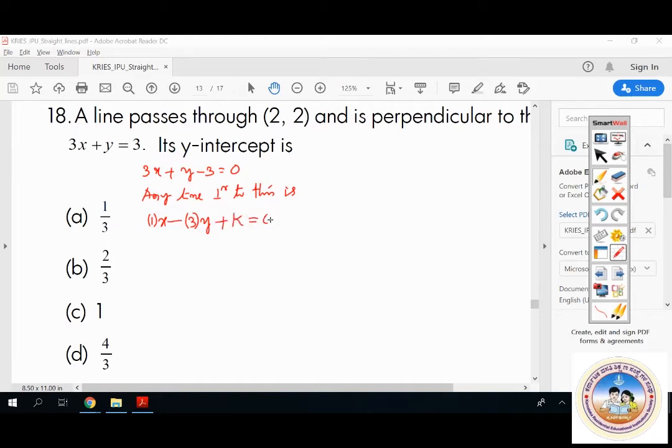This is the perpendicular line. So it is x − 3y + k = 0.